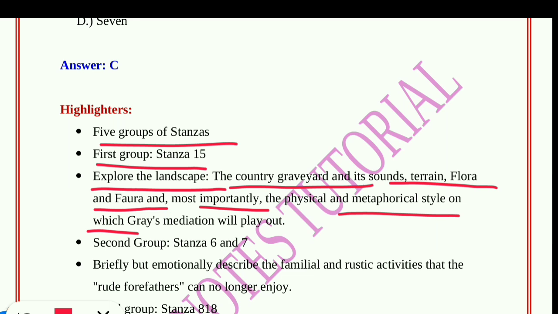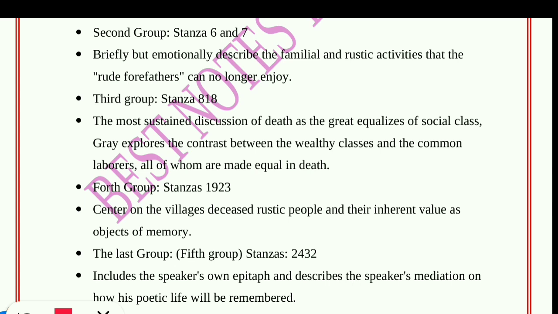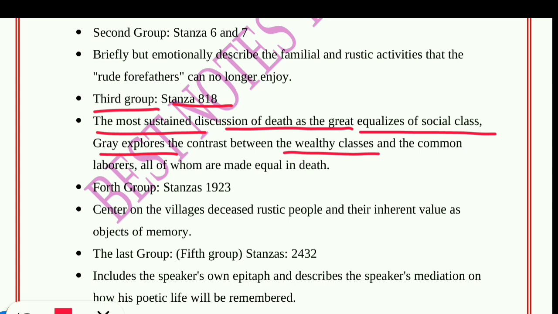Second group, stanzas 6 and 7, briefly but emotionally describe the familial and rustic activities that the rude forefathers can no longer enjoy. Third group, stanzas 8 to 18, the most sustained discussion of death as the great equalizer of social class. Gray explores the contrast between the wealthy classes and the common laborers, all of whom are made equal in death.